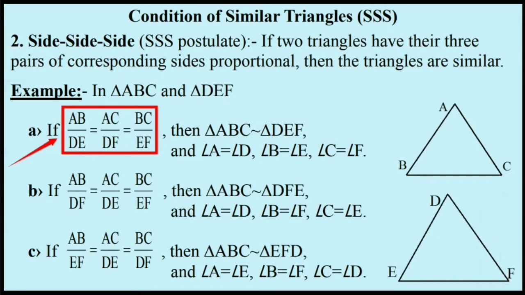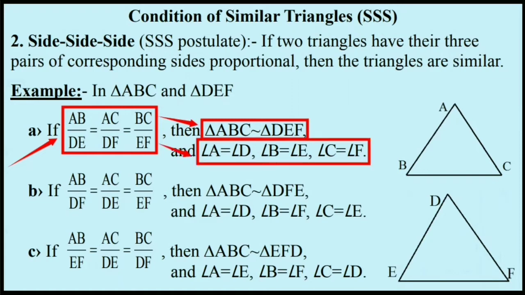First example, in triangle ABC and triangle DEF, if AB by DE equal to AC by DF equal to BC by EF, then triangle ABC is similar to triangle DEF and angle A equal to angle D, angle B equal to angle E, and angle C equal to angle F. Here the confusing point is, how can we know which angle of triangle ABC is equal to which angle of triangle DEF? For that a very simple clue is there.